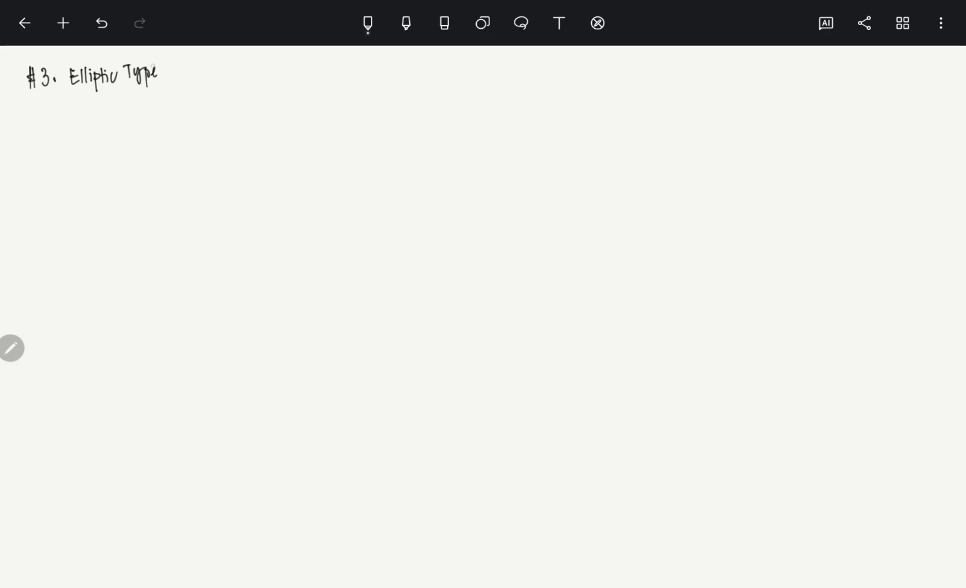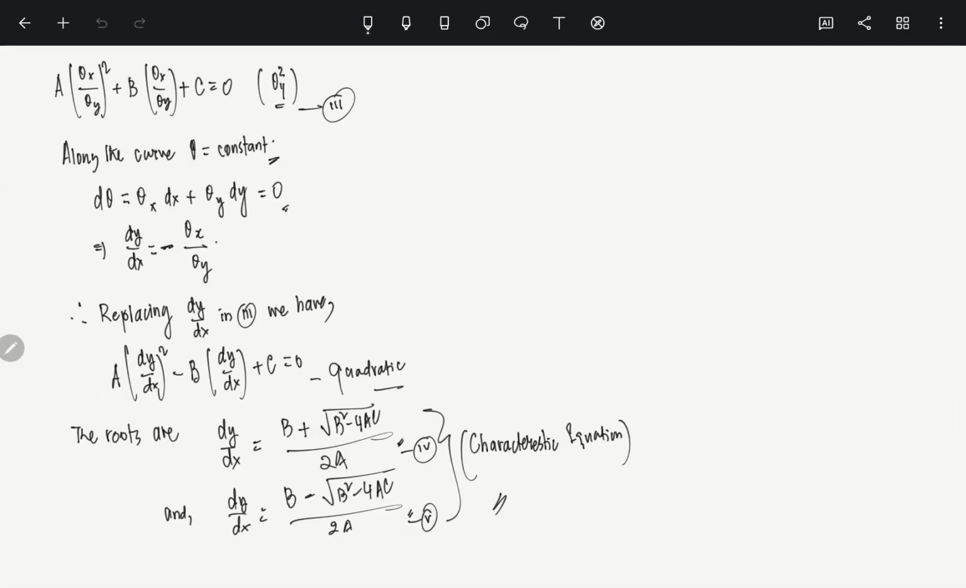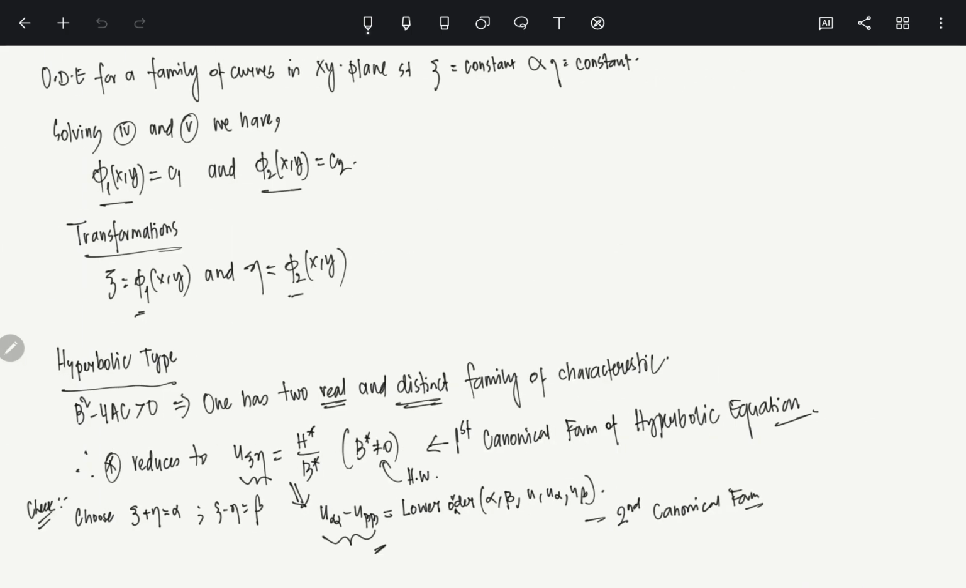The question is this: we have to find xi and eta, right? Let's look at this problem. To find xi and eta, what are you doing? First of all, you are solving the characteristic equation, and then the solution, let's say, is given by phi 1 and phi 2. We are choosing xi and eta in such a way that xi is phi 1 and eta is phi 2. This is how we are choosing it.